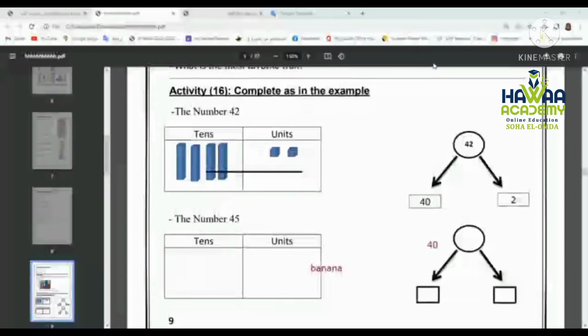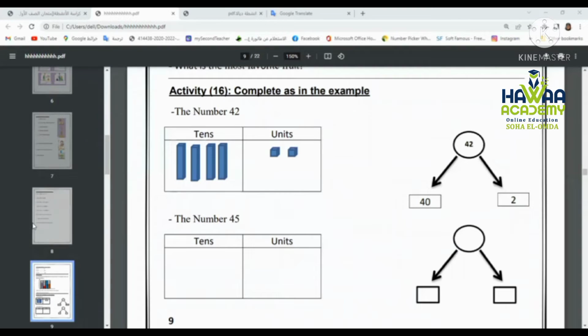And now let's see activity 16. We want to complete according to this example. We have the number 42. When we decompose 42, we have 40 and 2. When we see it in the place value model, we put four blocks in the tens part and 2 in the ones, or the units, okay?